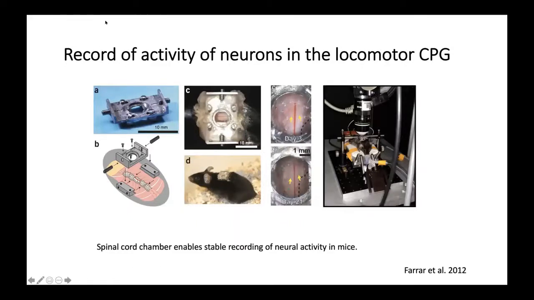So the first thing we need to do is to develop a way for optical access in the spinal cord. This is the initial version of the window developed by Farrar et al. in 2012. It is basically a stainless steel window that can be implanted over the spinal cord. Right here, this is the dorsal vein, and all this white part is where you see white matter and gray matter in the spinal cord.